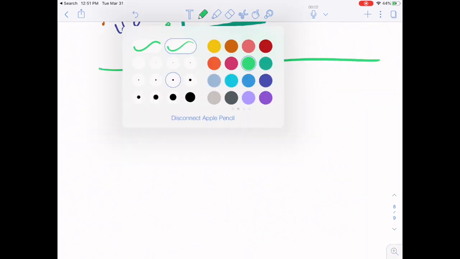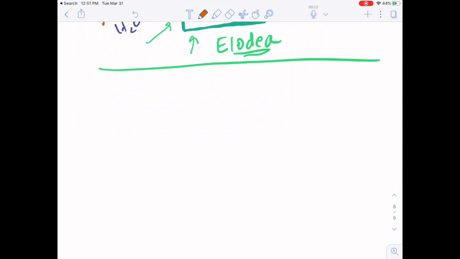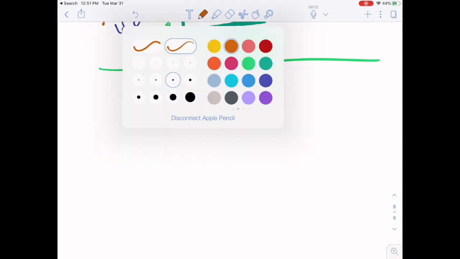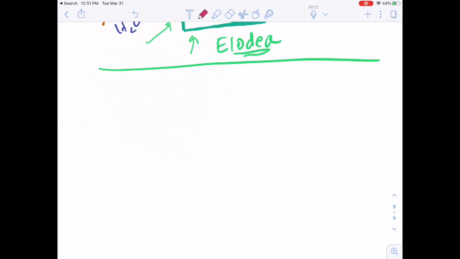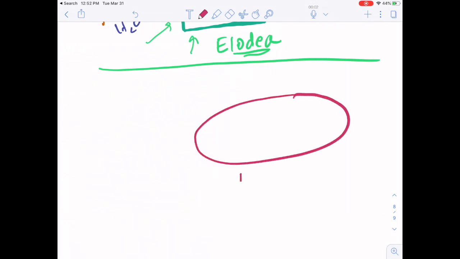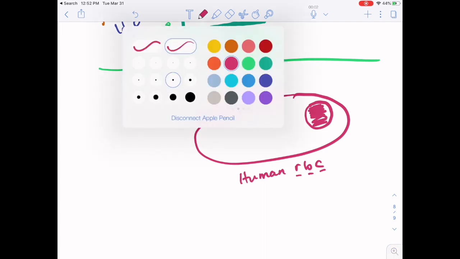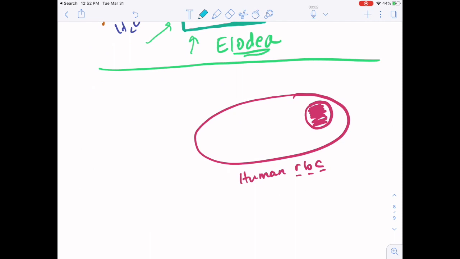Let's pick a different color here. Let's go with red. All right. Actually, human red blood cells, RBC stands for red blood cell. Human red blood cells, let me give it a little nucleus in there, whatever, actually have a bit more sodium in the cytoplasm than a lot of other cell types.